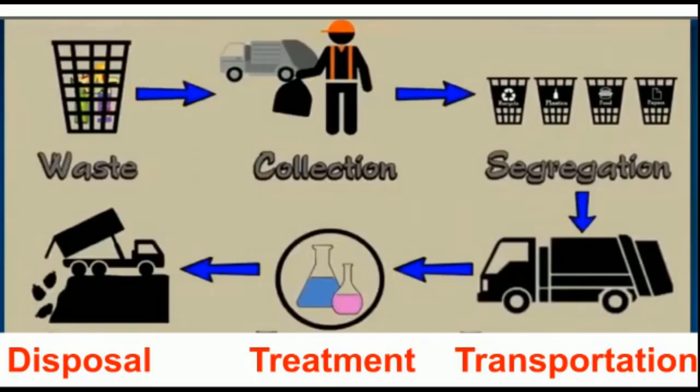So let's go through the different steps that need to be taken for efficient waste disposal. First, the waste has to be collected properly. Then it has to be segregated depending on whether it is recyclable, whether it is dry waste or wet waste. Then it has to be transported systematically.